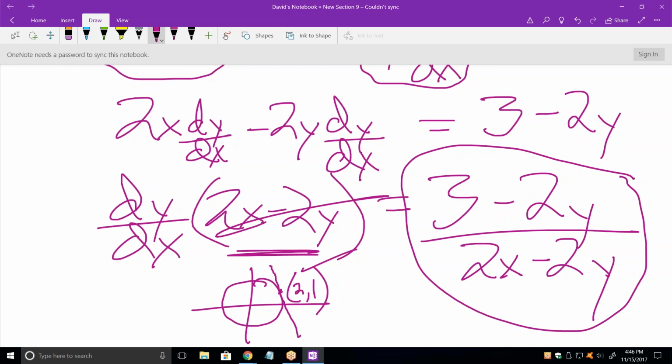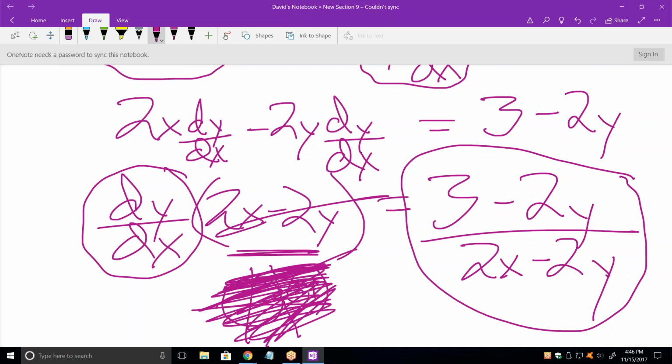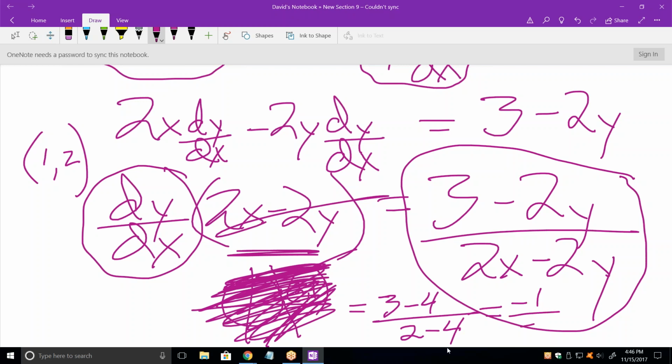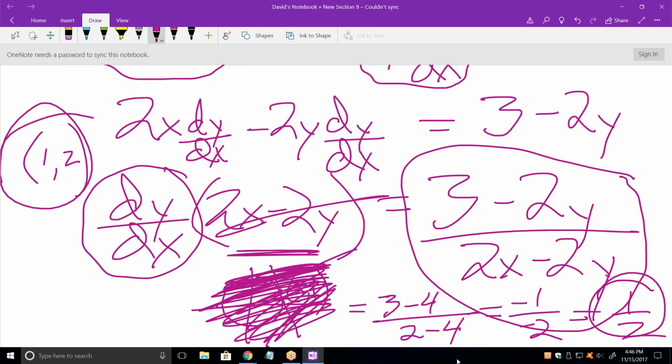Did this particular question ask you anything further other than just the derivative, or did they ask you to evaluate the derivative at a point? I've seen questions like that before, but not this particular question. Okay, well, if they wanted to know what dy/dx was at the point (1, 2), then I plug in 1 for x and 2 for y. So I get 3 minus 4 all over 2 minus 4. So I get minus 1 over minus 2, 1/2 would be the slope of the tangent line at that point for this function they were given.